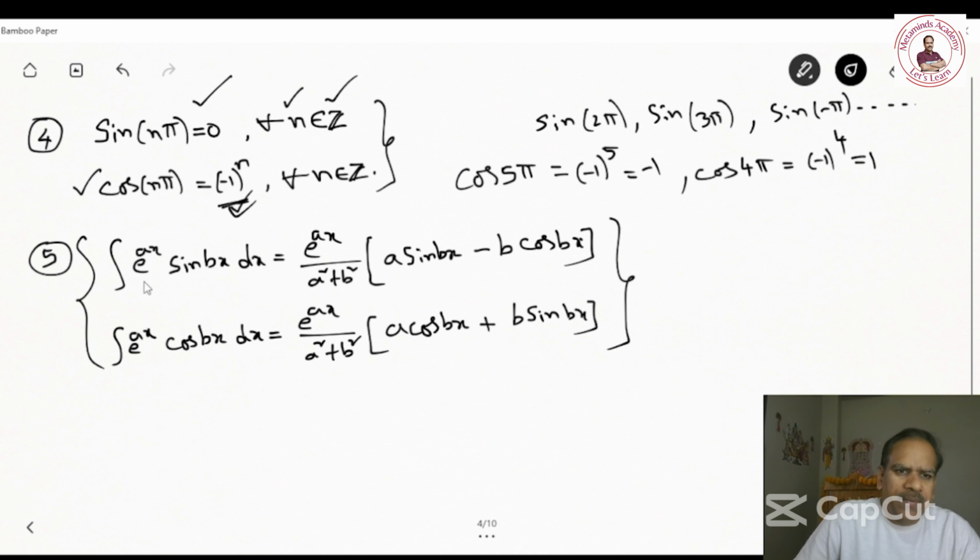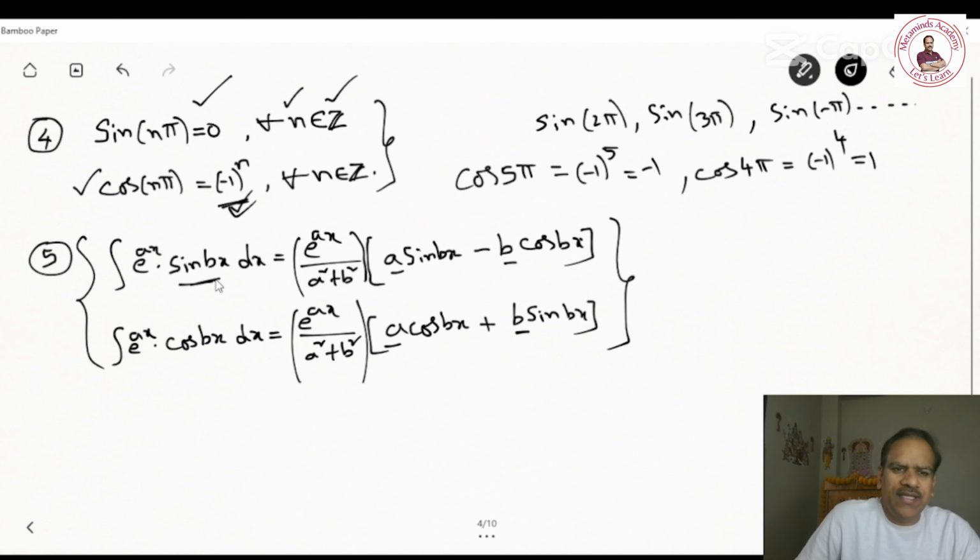Integral e power ax sin bx dx, integral e power ax cos bx dx. So you can remember these two formulas. See, this one is common for both the formulas. E power ax by a square plus b square is common, and we have two terms. In the first term we have a, second term we have b. A, b, they are also common.